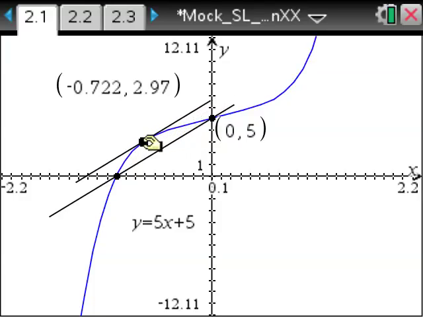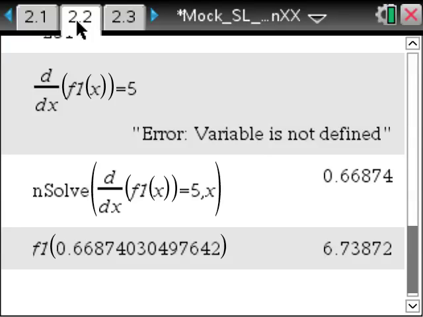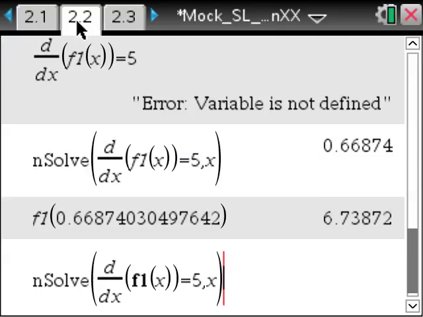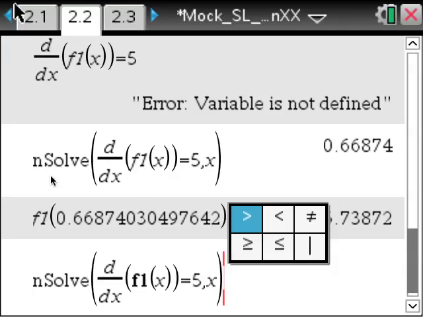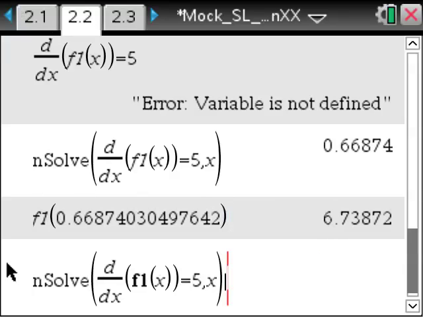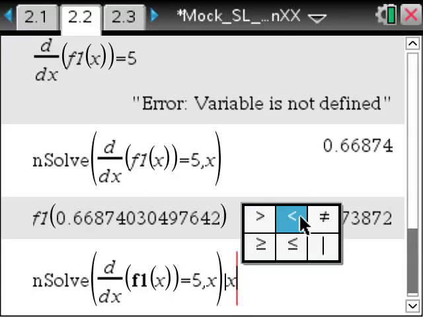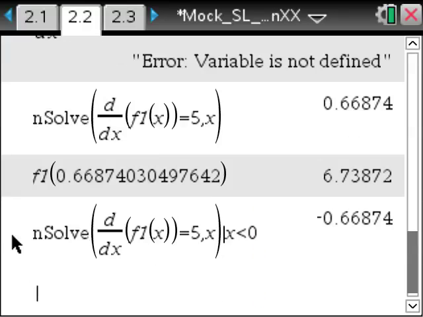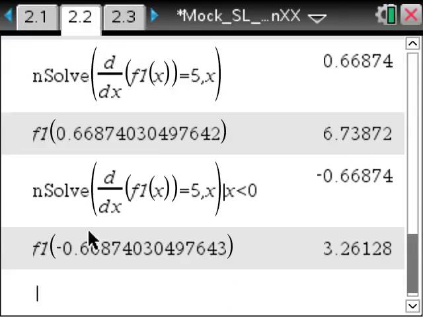So what we need to do is go back over here and search for values of x which are negative. So let's go to the calculator page. Let's just re-execute this nsolve command, and I want to go for control equals given, and I'm looking for x to be control equals less than 0. And press enter, and now I get the value which I'm after. It's negative 0.669 to 3 significant figures. And again, we can work out what the y coordinate for that is by doing f1 of that value we just got, and it works out to be 3.26.